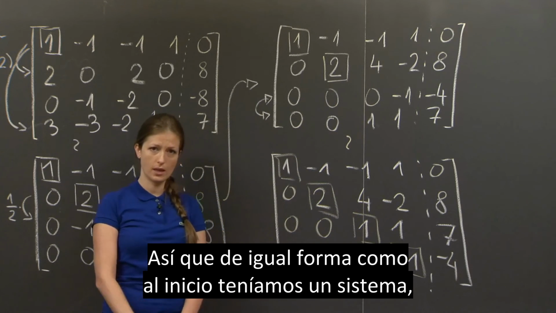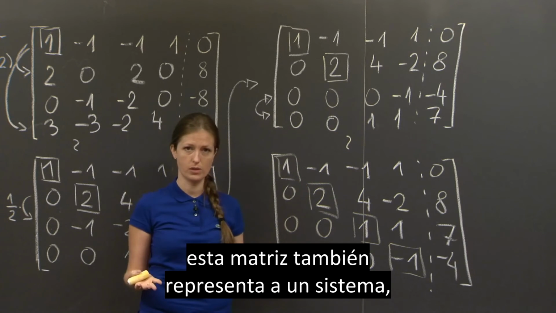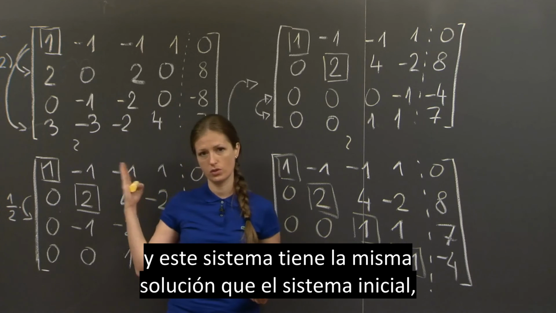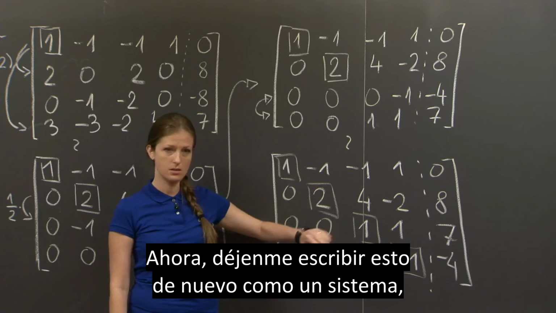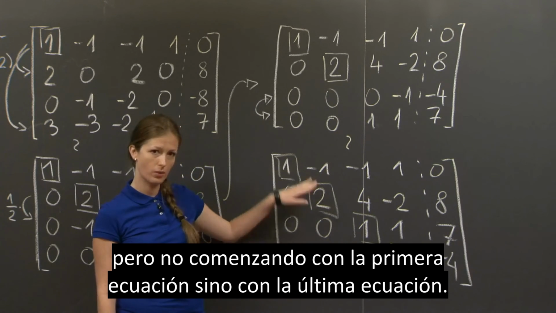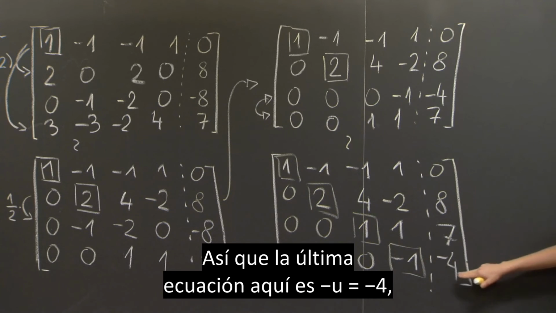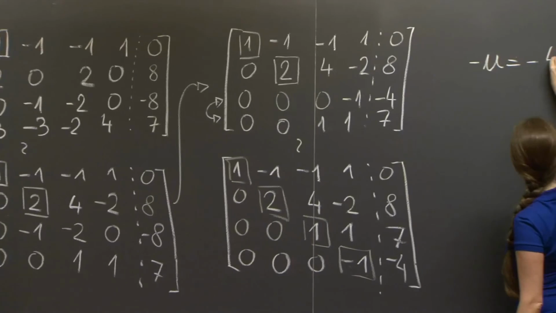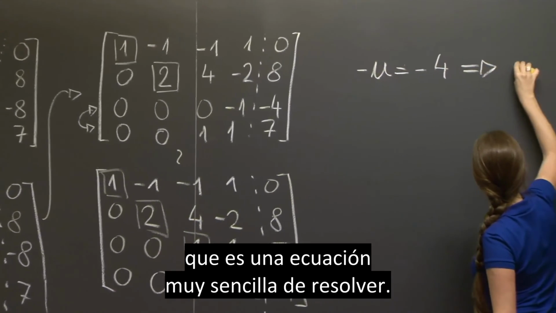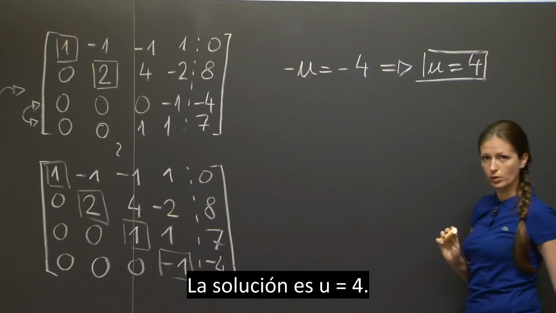So in the same way as at the beginning we had a system and then wrote a matrix representing it, this matrix also represents a system, and this system has the same solutions as the initial system, but is much easier to solve. Now, let me write this back as a system, and let me do that not starting from the first equation, but starting from the last equation. So the last equation here reads minus u equals minus 4, which is, as equations go, a pretty easy one to solve. The solution is u equals 4.